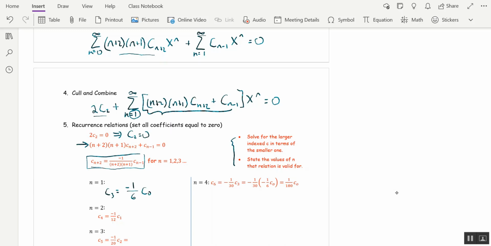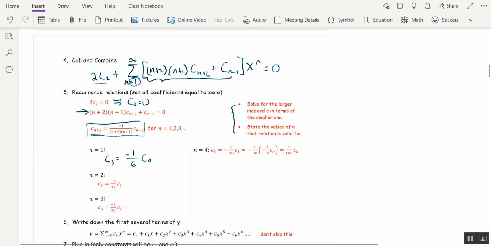Okay? And then I did the rest for us because I don't think you want to sit here and watch me do arithmetic, but let me just go through a couple of things. When n is 2, I get C4 in terms of C1. Everything's going to have to be written in terms of C0 and C1. So for n equals 3, notice, I get C5 in terms of C2, but I know C2 is 0.